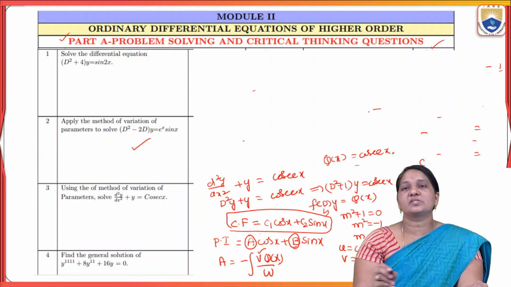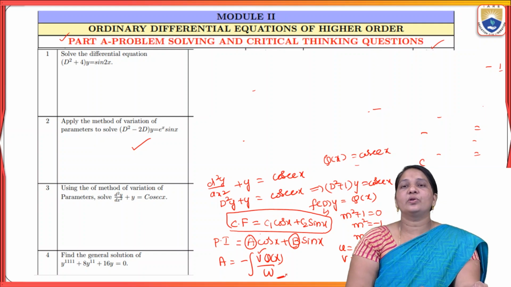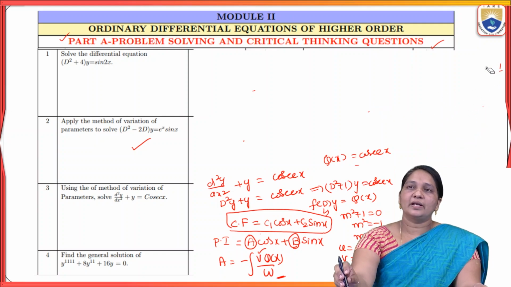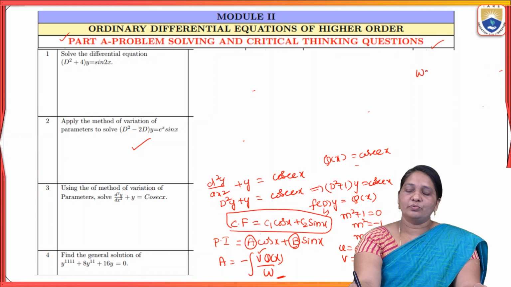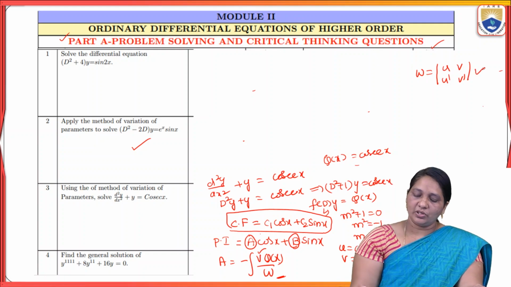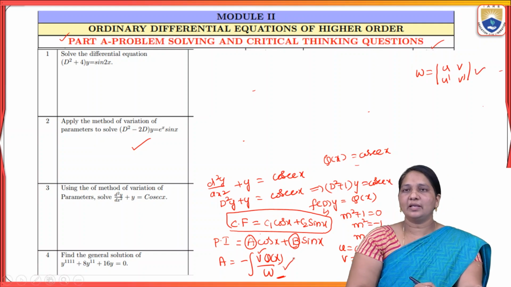From the given equation we can write that. And what is the w value? The w value is the Wronskian value. Already we know the formula for the Wronskian value, that is w equal to the determinant of u, v and u dash, v dash. So we write that value. So we can calculate the w and replace it here to get the a value.